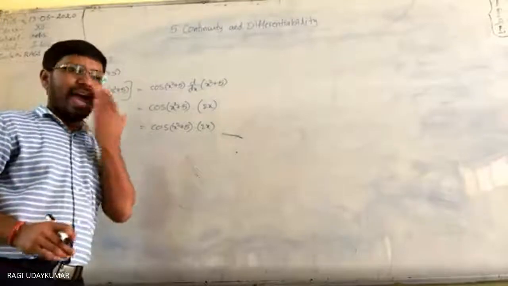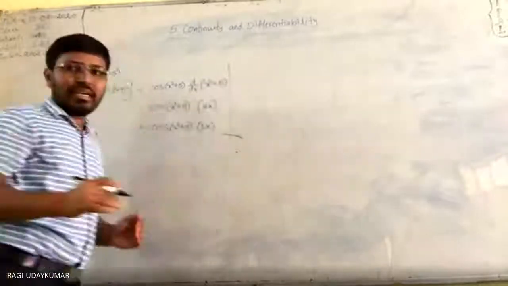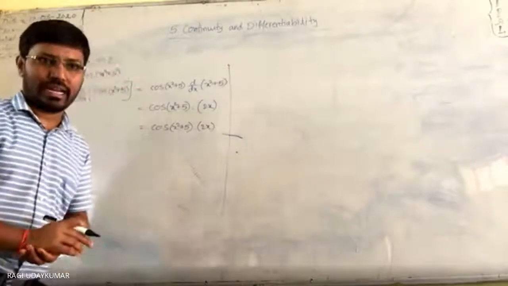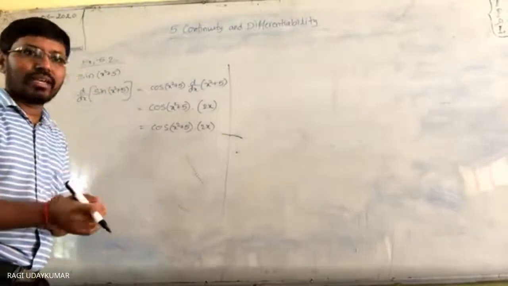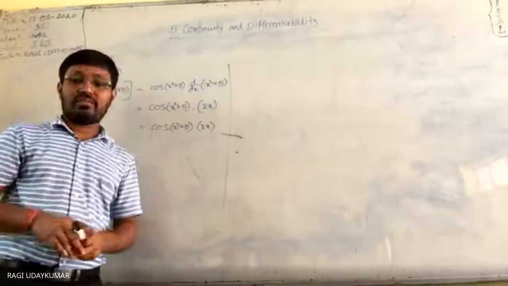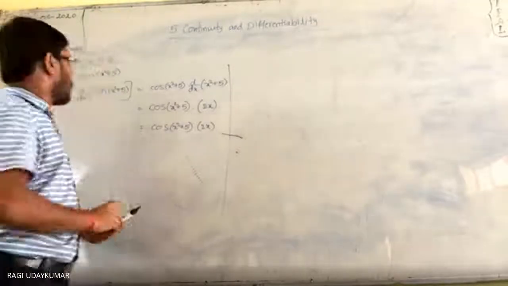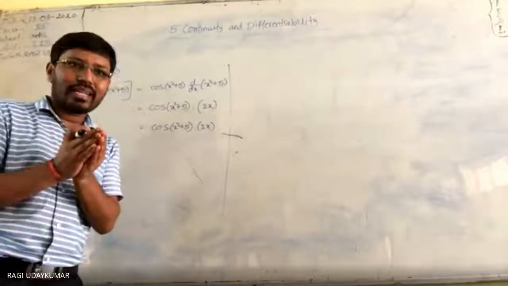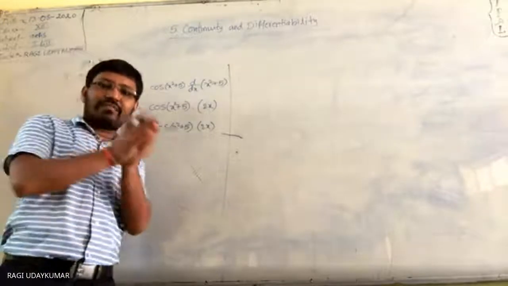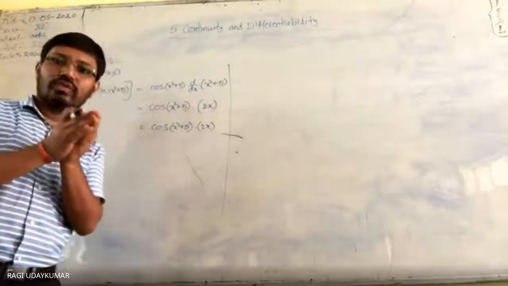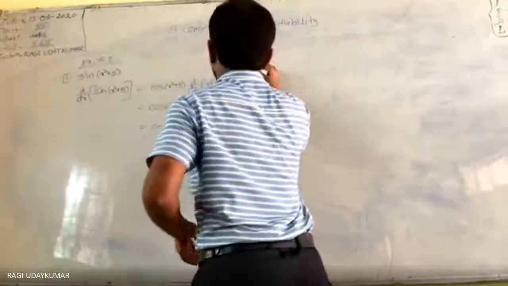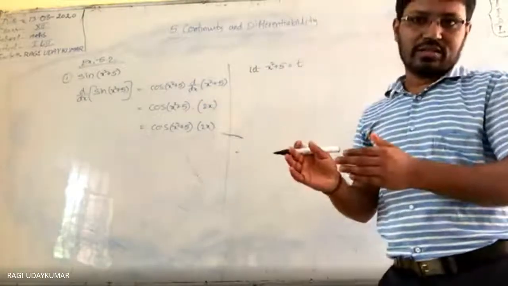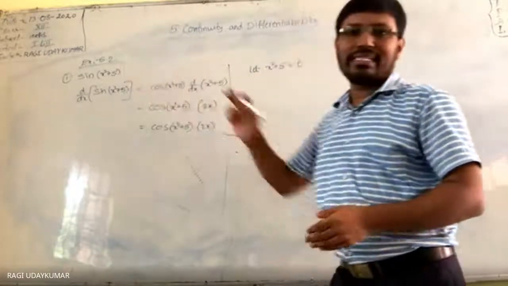Why? Because I will explain this same problem using the chain rule. We have to find it using the chain rule. You can consider this function as a composite function of two other functions. So if you take the composite function of the two functions, consider x square plus 5 is equal to t. Let x square plus 5 is equal to t. Then this function becomes sin t.